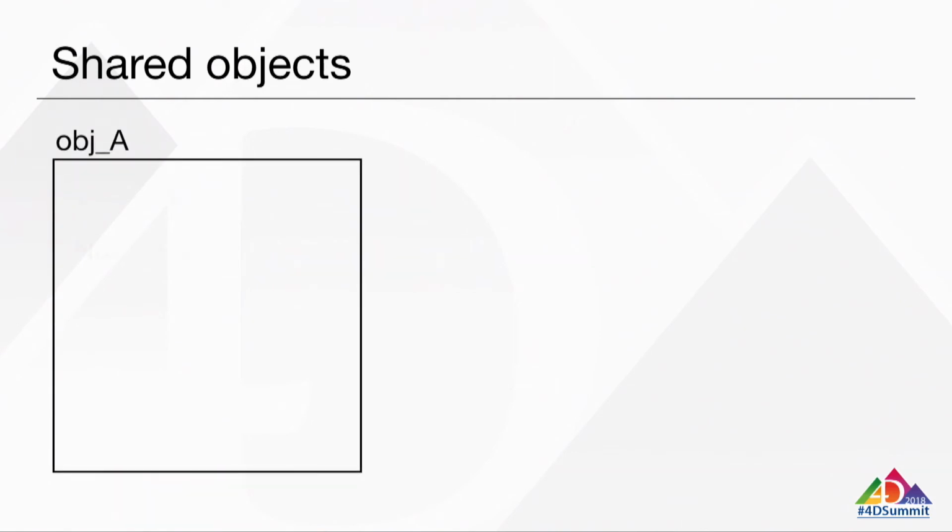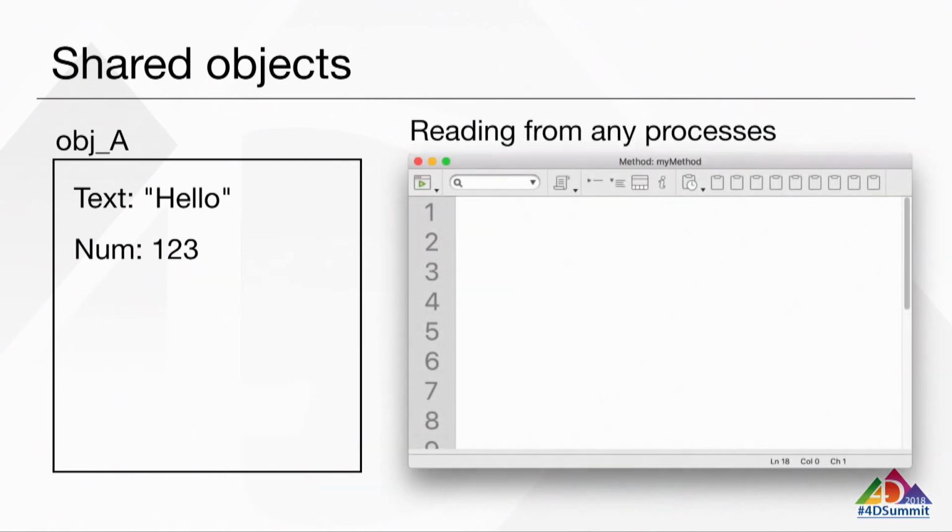Okay, so let's do a quick example here. We have an object, A, with two properties, text and number. To read from it is actually quite simple. We just use dot notation, or if you want, you can use the command OB Get, and that's okay too.